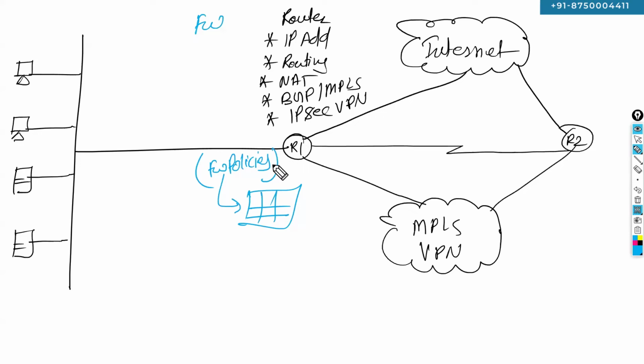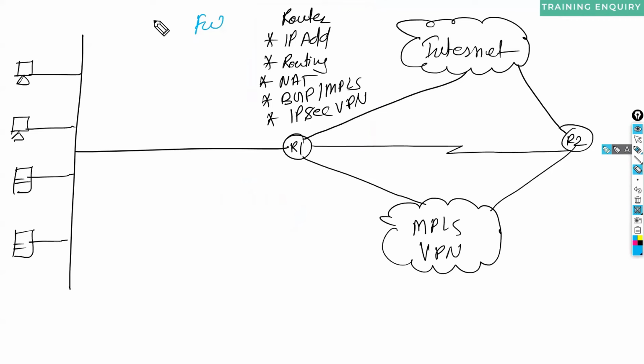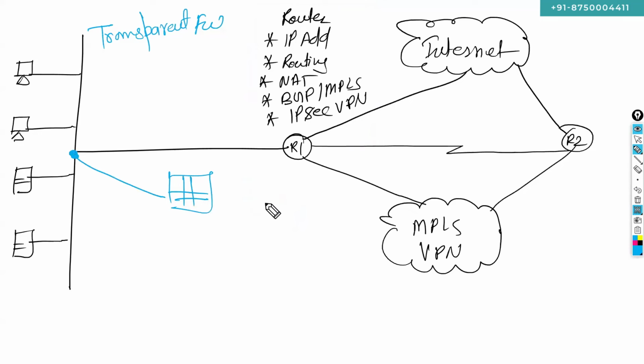So when we have the requirement, what is our target? Our target is only firewall policies, but we don't want to change our network devices' configuration because we don't have time. So you can protect your network without changing your network. Then you have to use a solution that is called a transparent firewall. A transparent firewall is deployed between the local area network and the gateway.